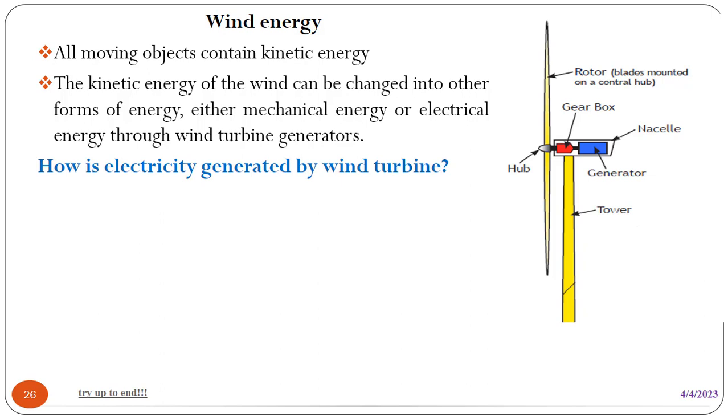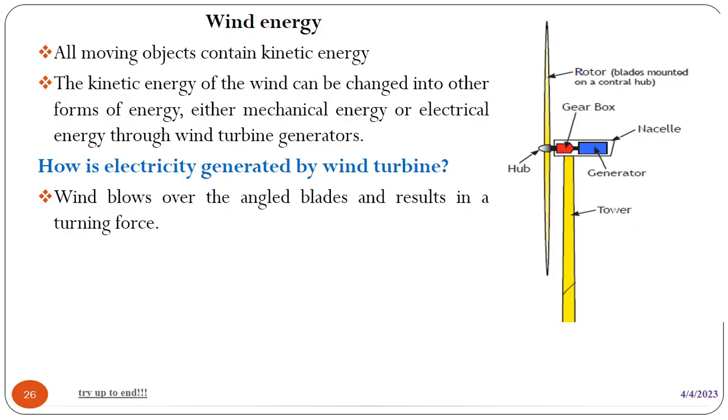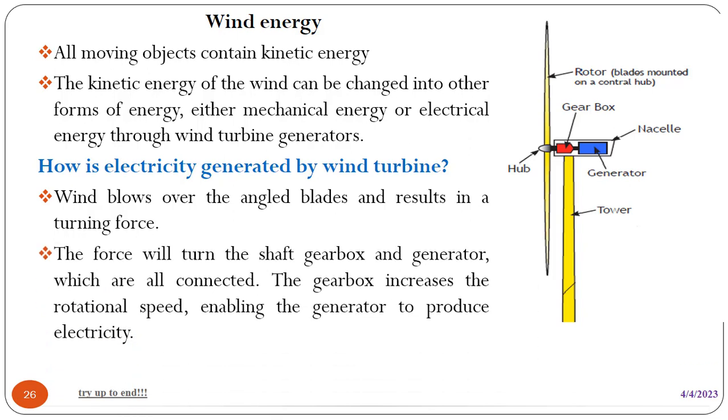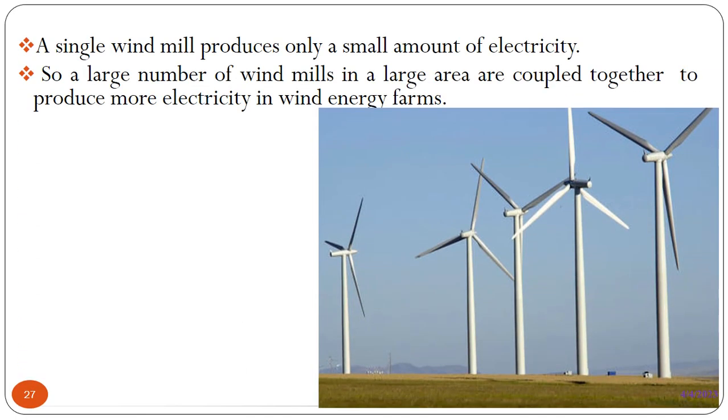The question is, how is electricity generated by the wind? Wind blows over the angled blades and results in a turning force, and the force turns the shaft, gearbox, and generator, which are all connected. The gearbox increases the rotational speed, enabling the generator to produce high electricity, as I said before. A single windmill produces only a small amount of electricity, so a large number of windmills in a large area are coupled together to produce more electricity in a wind farm.